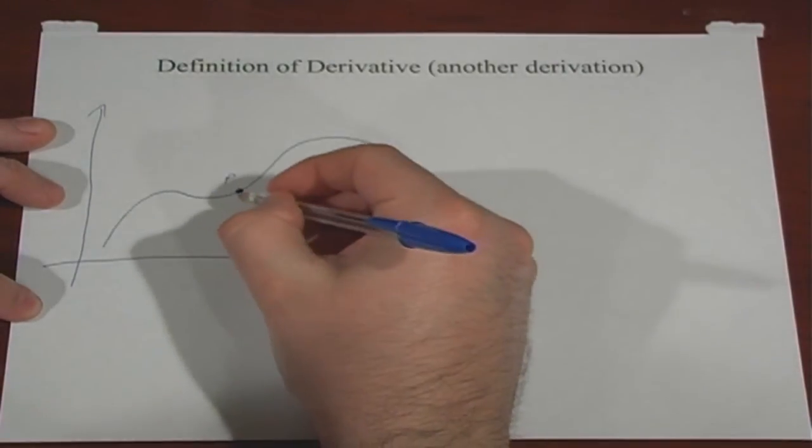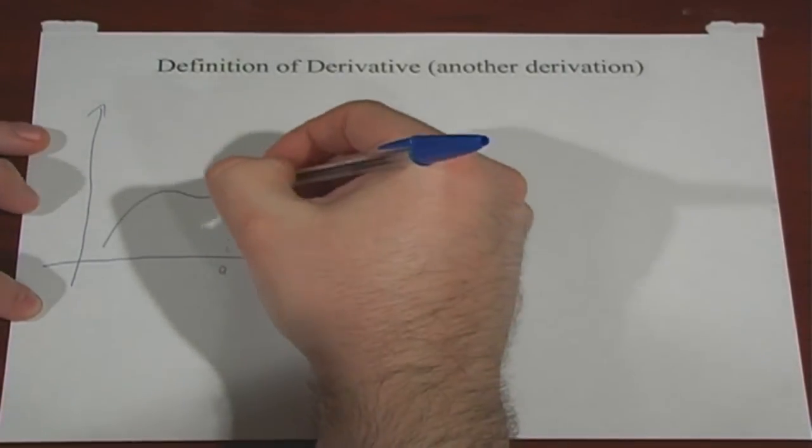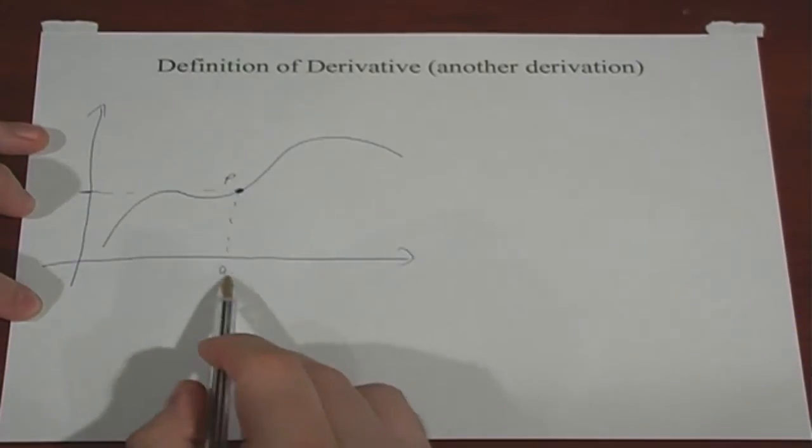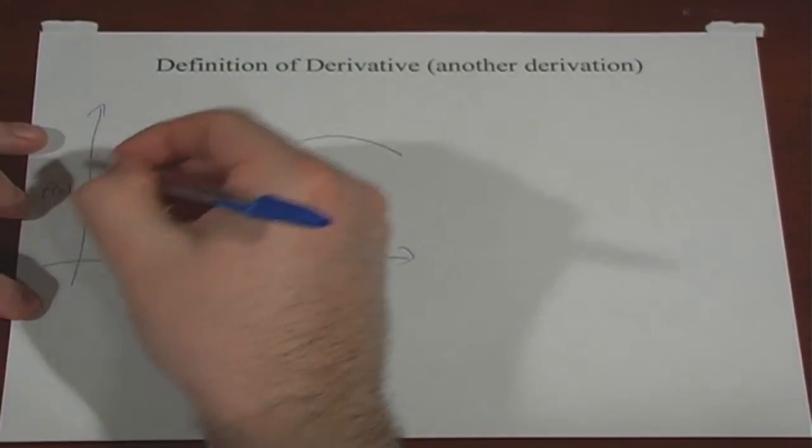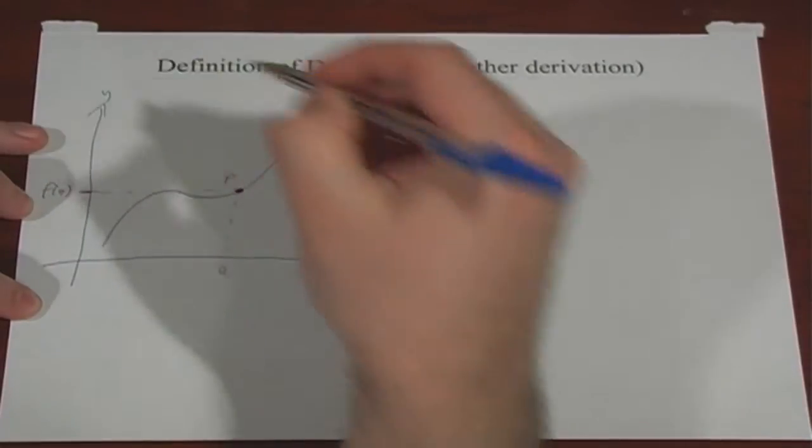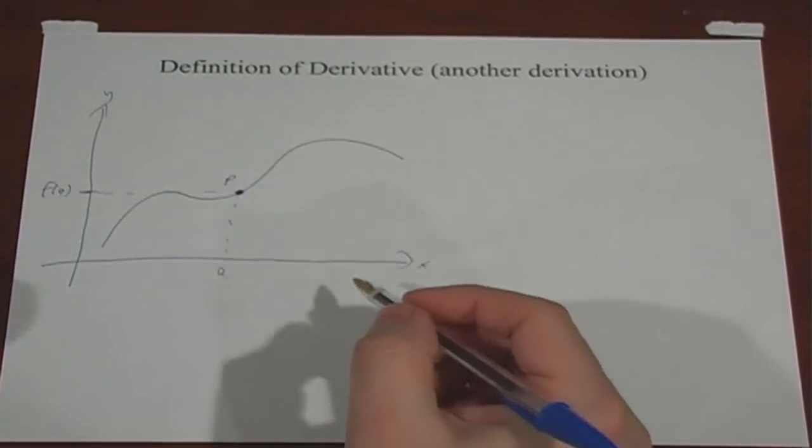So that's the point P, and I'm going to call the x-coordinate a again. I'm going to call the y-coordinate, well, again, what is it? It's f of a. You plug in a to the function to get the y-coordinate. Okay, so we're given a graph, and we're given a point P on the graph.